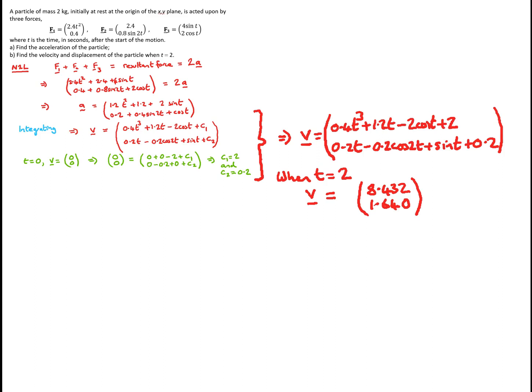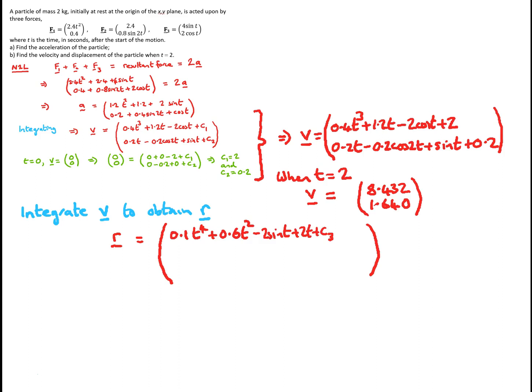To find the displacement of the particle when t equals 2, we're going to need to integrate the expression for the velocity. So, to obtain the displacement relationship, we first integrate 0.4t cubed plus 1.2t minus 2 cos t plus 2. That gives 0.1t to the 4 plus 0.6t squared minus 2 sine t plus 2t plus a constant.